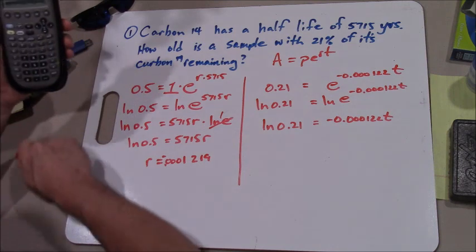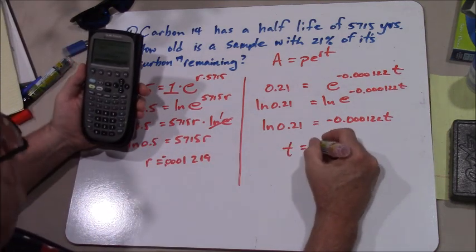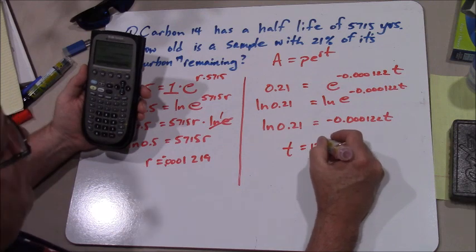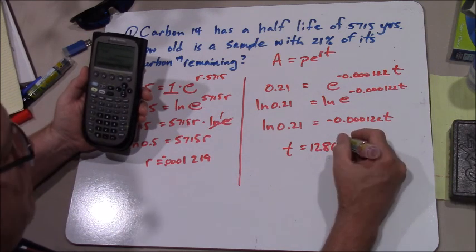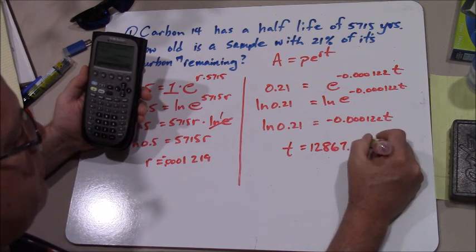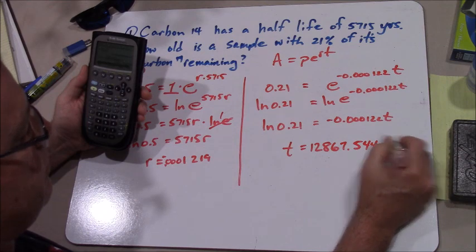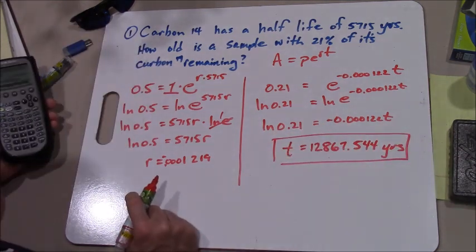and what I got was an answer of t equals 12,867.544 years. That's how old that sample is.